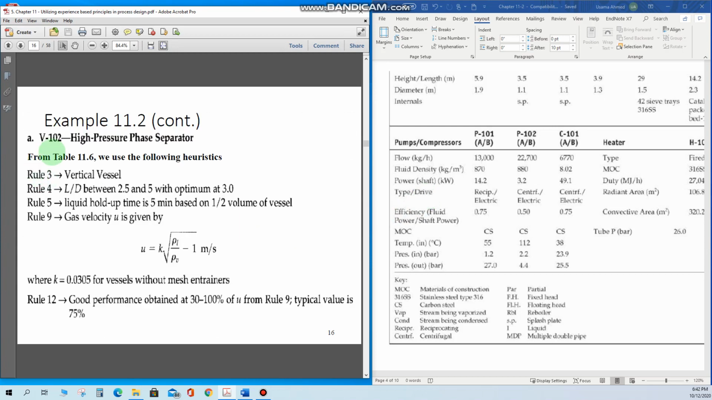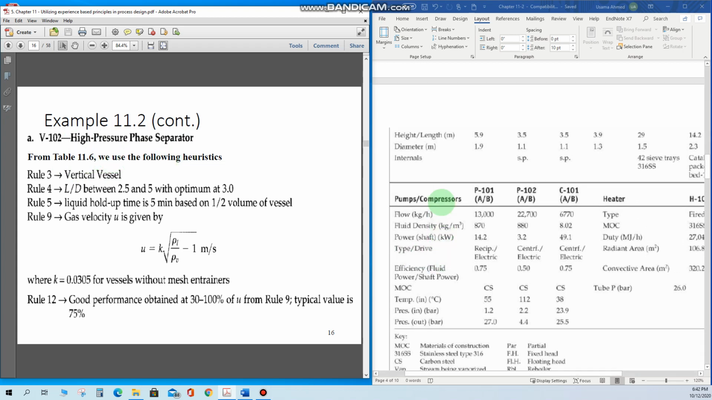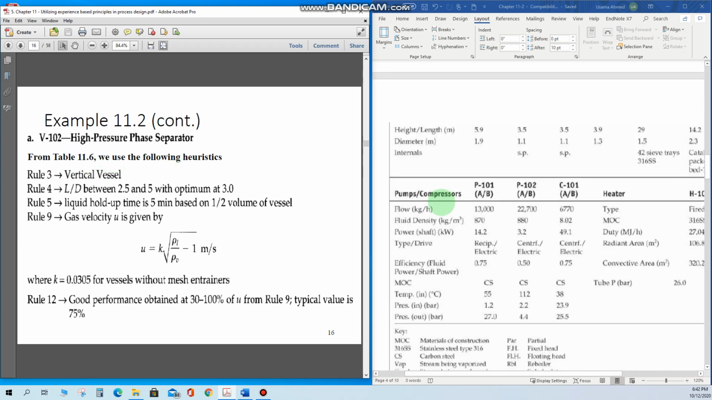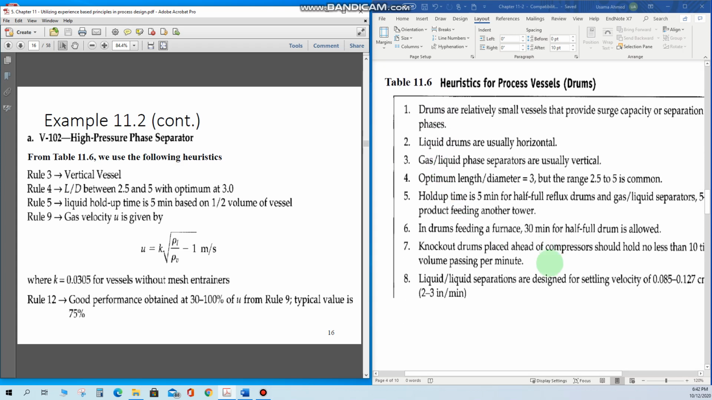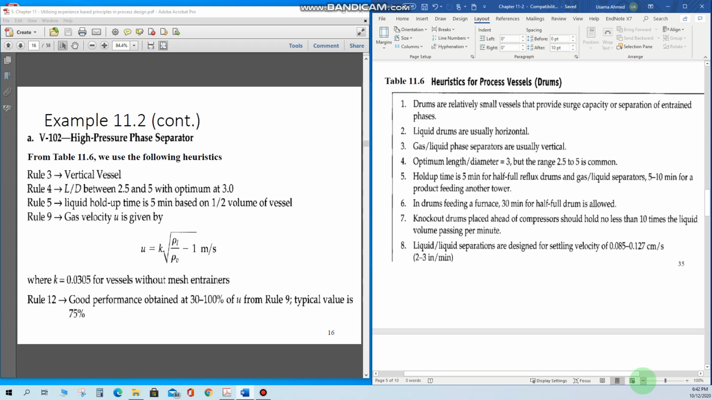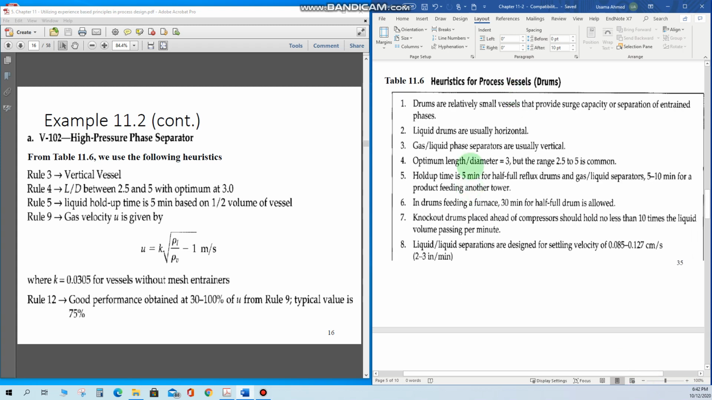Okay, so let us start from here. V102, it is the high pressure phase separator. Now if you're dealing with some kind of vessel which can be a high pressure phase separator, then we have to use Table 11.6. We use the following heuristics. So we will go to the 11.6 table. This is the table about the vessel, and we will see how each of the heuristics can contribute in finding out the unknown value.